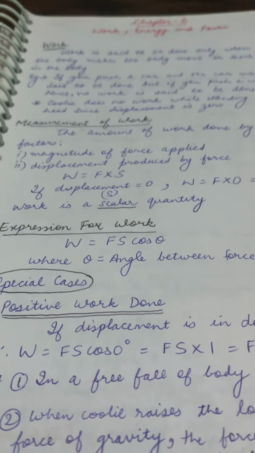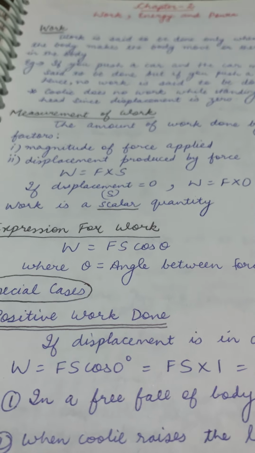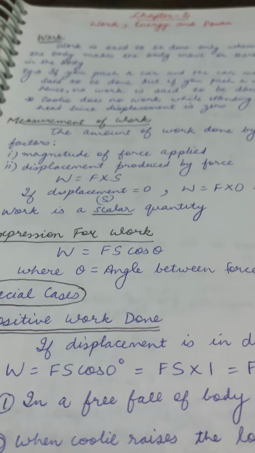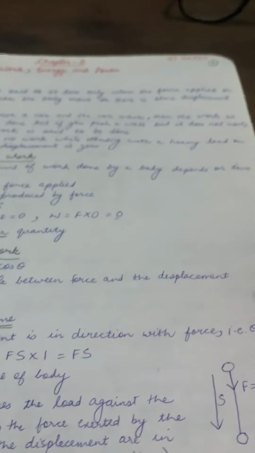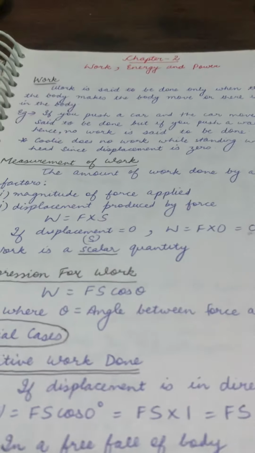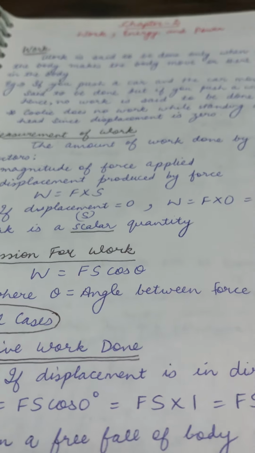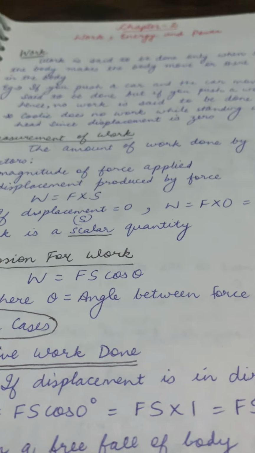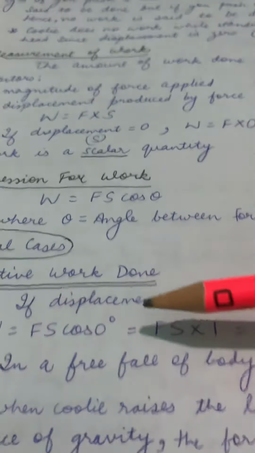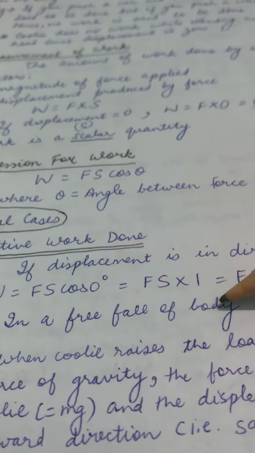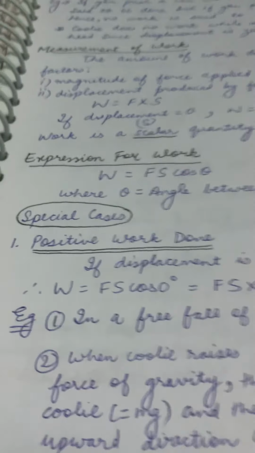First we will study the positive work done. Remember, the work done will be positive only when the angle between the force and the displacement, that is theta, is 0 degree. Theta as 0 degree means the direction in which you are applying the force, the displacement also happens in the same direction. Before that, W equals Fs cos 0 degree. Cos 0 is 1, that is Fs into 1, it comes out to be Fs, that is work done is positive. Now let us take some examples.